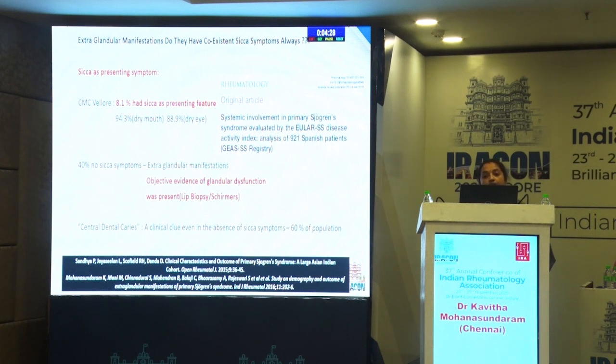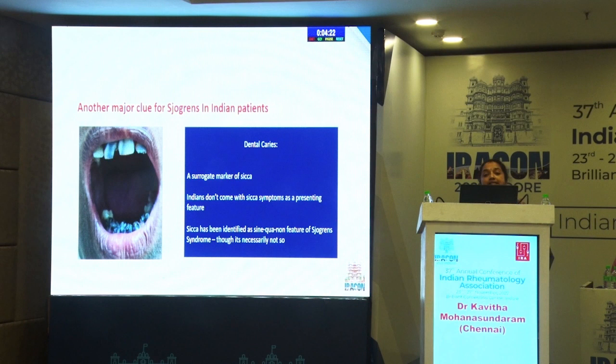I did my study on extraglandular manifestations, which showed 40% had no Sicca at all. So we cannot depend on Sicca as a symptom when we approach Sjogren's syndrome in our part of the world. And another major clinical clue for Sjogren's in Indian patients, you can even try this in your clinic, is dental caries. Even this patient did not complain of Sicca, but this patient had Sjogren's syndrome. So central dental caries can many times be associated with Sjogren's.